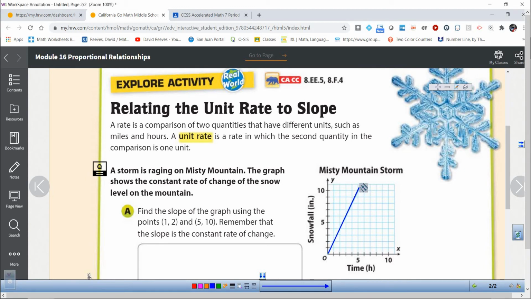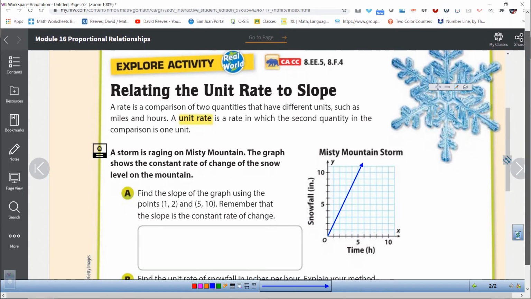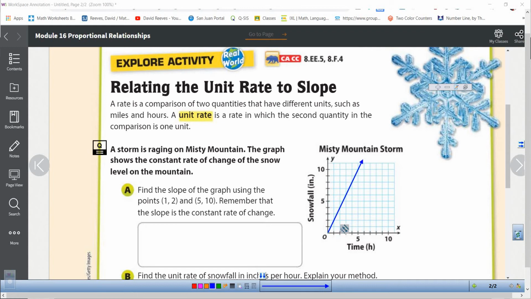And since it's a straight line that goes through 0, 0, we know not only is it a linear relationship with a constant rate of change, but it is also proportional. Proportional relationships on a graph always form a straight line and go through 0, 0, or the origin. All right, now they're asking us to find the unit rate. So we have the snowfall on the y-axis and we have the time on the x-axis, and the question is, how fast is that snow falling?